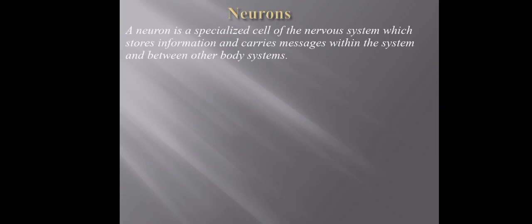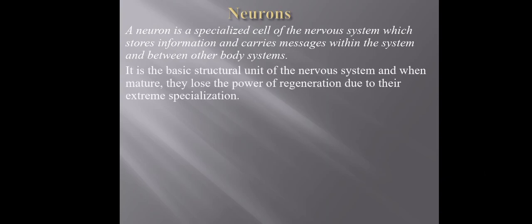Then now, what do you mean by neuron? Let's say somebody asks you to define a neuron. A neuron is a specialized cell of the nervous system that stores information and carries messages within the nervous system and between other body systems. And the neuron is the basic structural unit of the nervous system.